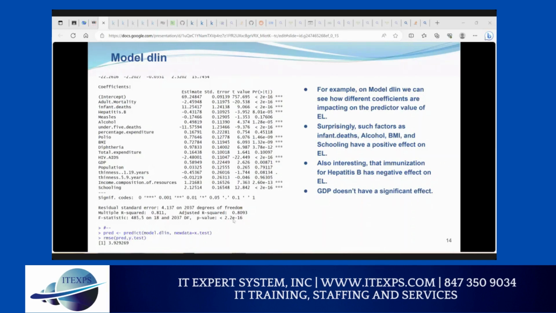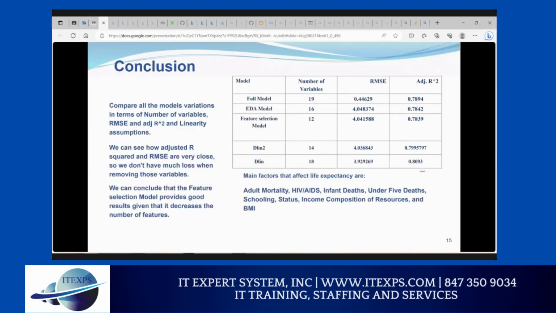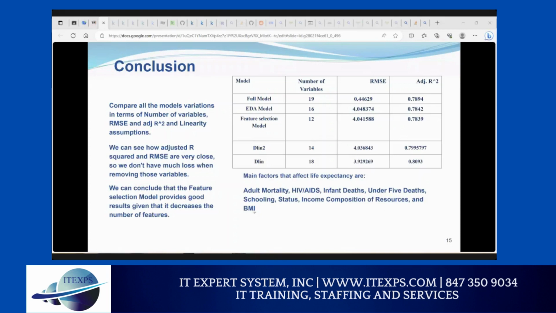So let's go here. Here are my 5 models. Where are all the numbers? The last model is around 0.8, so it's kind of the best. We can see that adult mortality, HIV, infant deaths, under-5 deaths, schooling, status, income composition of resources, and BMI have the most effect on these models.